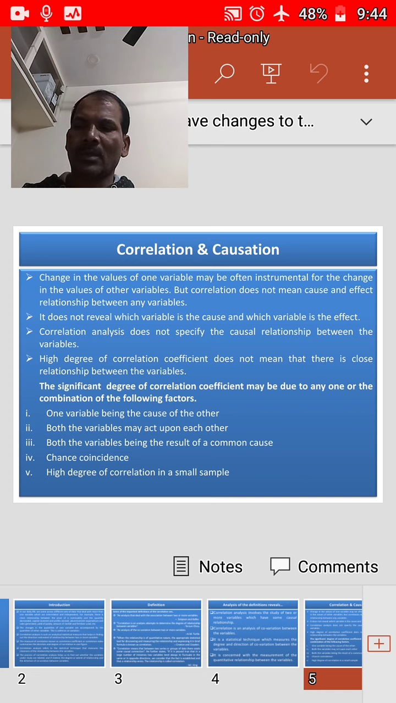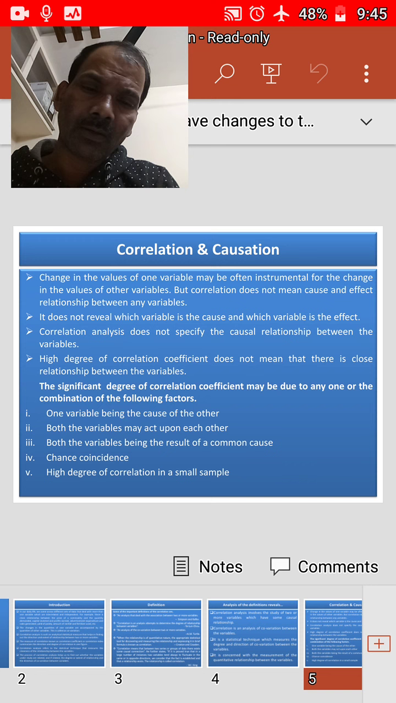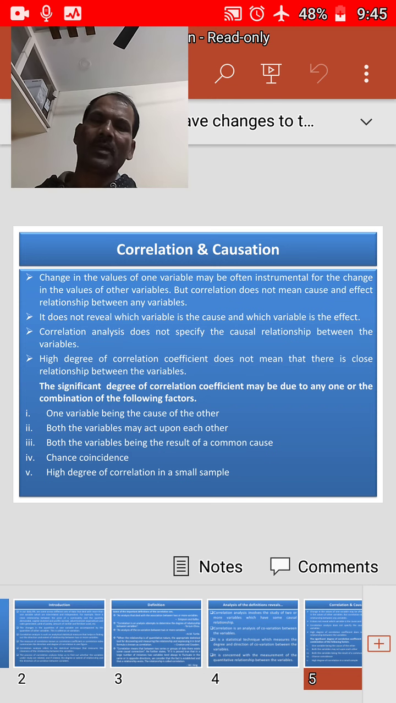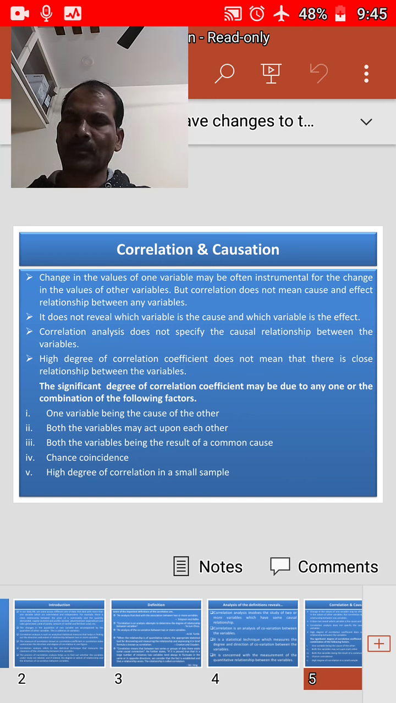Both the variables may act upon each other. Here, demand and price is one good example because they are affecting one another. In such cases, it is not possible to identify exactly which variable is the cause and which is the other. We are not in a position to determine which variable is the cause and which variable is the effect. And the third one is both the variables being the result of a common cause.